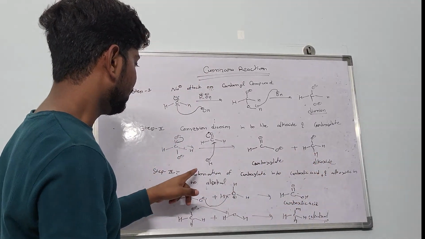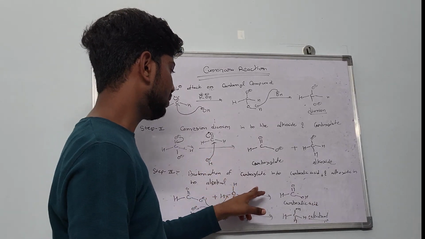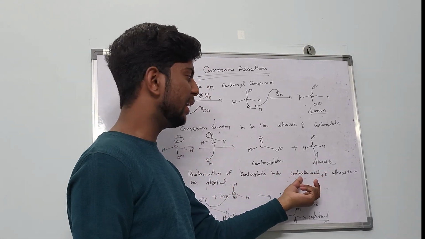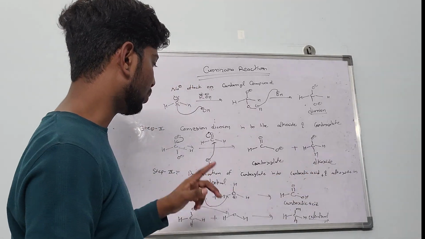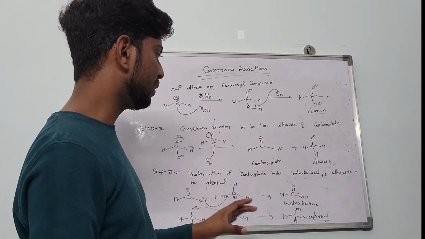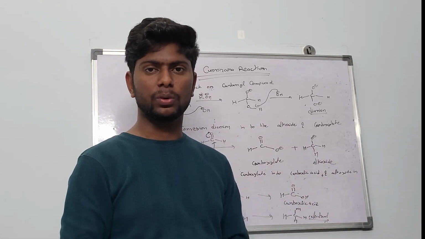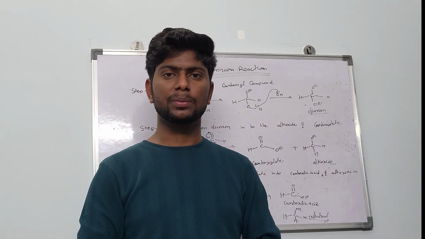From here we do the protonation of the carboxylate into the carboxylic acid and of the alkoxide into the alcohol. So from here we conclude that we get our products, carboxylic acid and the alcohol. So we just completed our topic. Thank you.